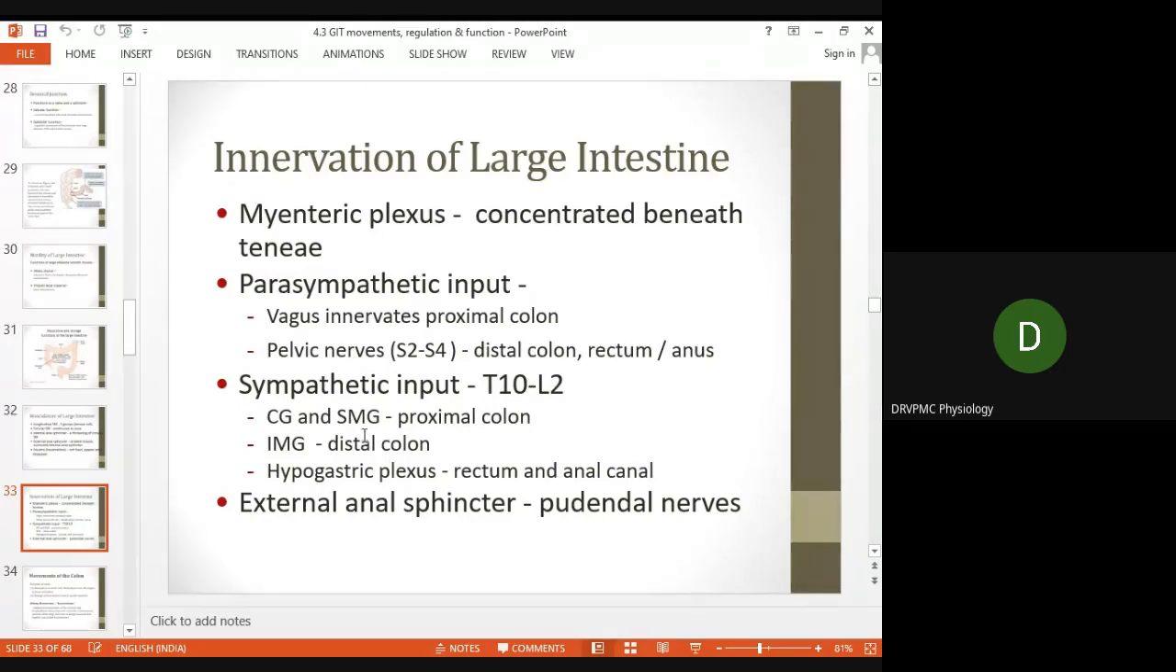Celiac ganglion, superior mesenteric ganglion, and inferior mesenteric ganglion. For the sympathetic input, the celiac ganglion and superior mesenteric ganglion are responsible for the proximal colon's innervation. The inferior mesenteric ganglion is responsible for distal colon input, and the hypogastric plexus for the rectum and anal canal. The external anal sphincter is innervated by the pudendal nerves.